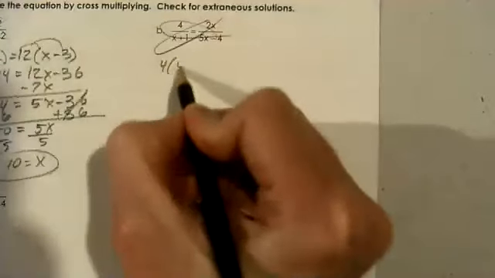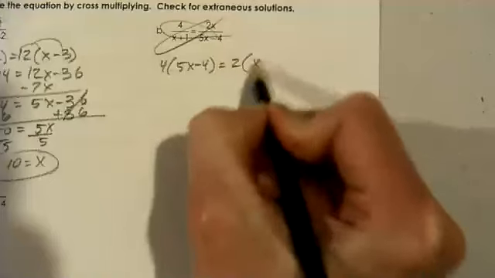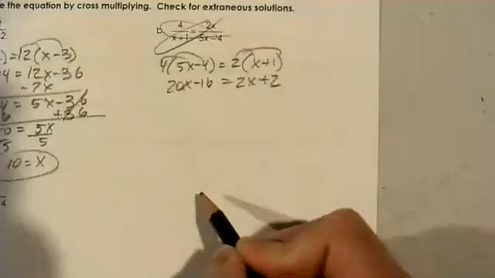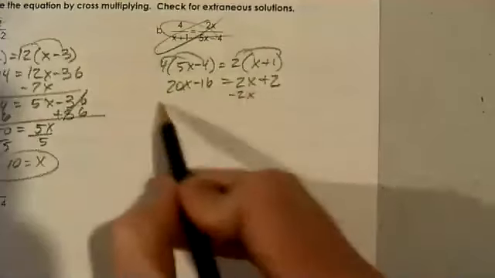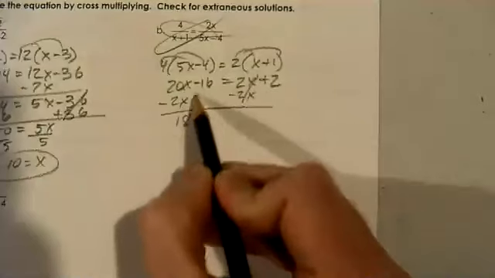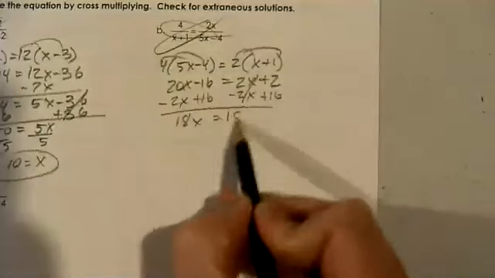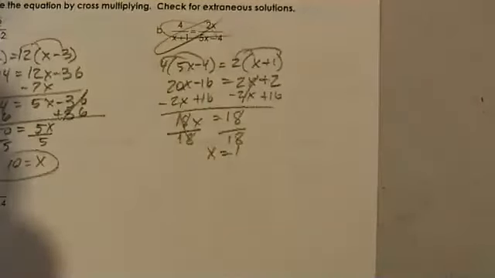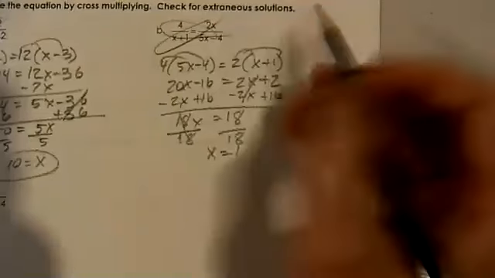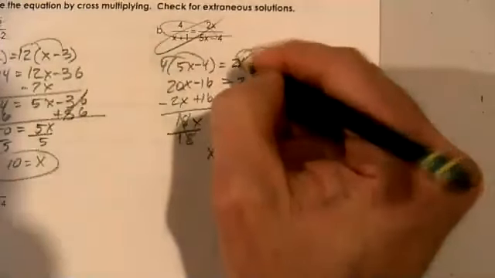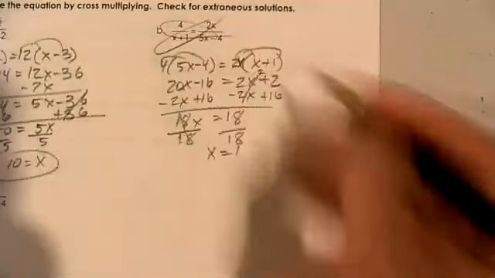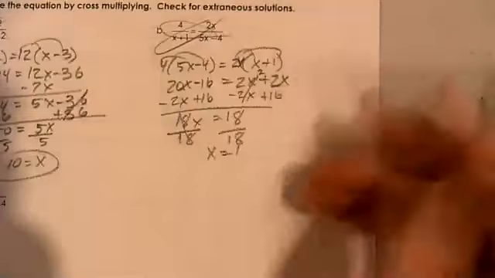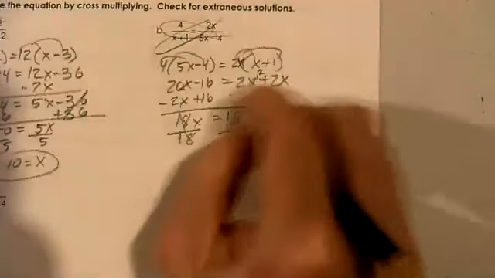Cross multiply. Distribute our numbers in. Oh, I see I made a mistake. This is supposed to be 2x. So that would be 2x times x is 2x squared. And 2x times 1 is 2x. So I got to change this up a little bit. Sorry about that.